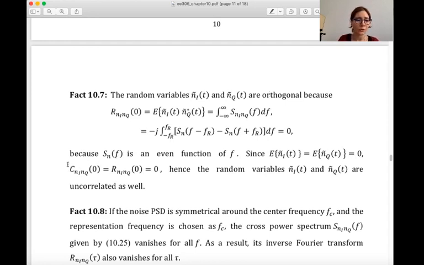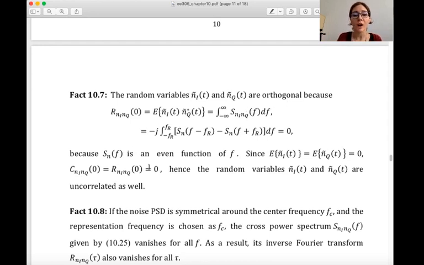Why? Because the cross-covariance function becomes equal to the cross-correlation function when both processes are zero mean. So these random variables are uncorrelated as well. What this really says is, take any bandpass process, find the low-pass equivalent, look at the in-phase and quadrature parts. There's the hint of orthogonality even in the name, in-phase and quadrature. What this confirms is that yes, they are orthogonal.